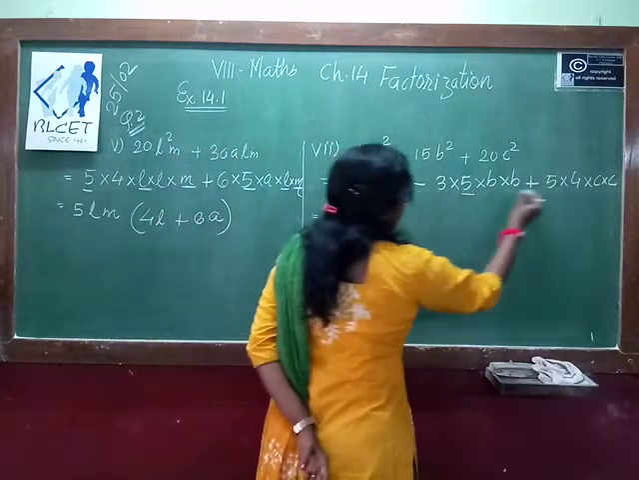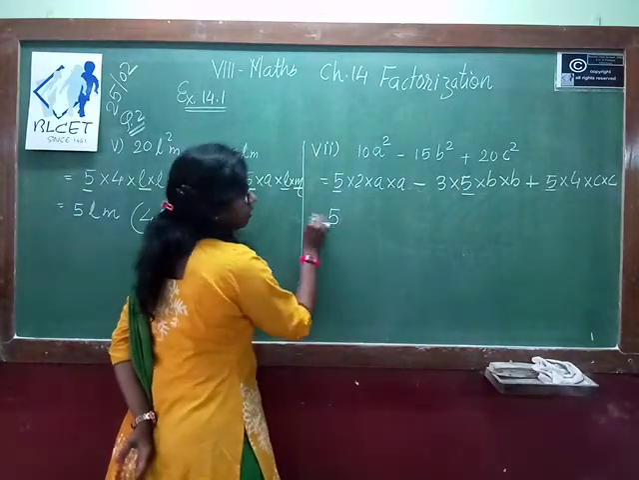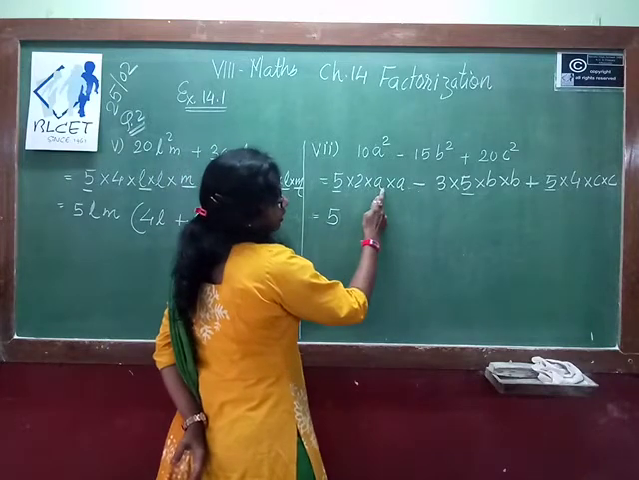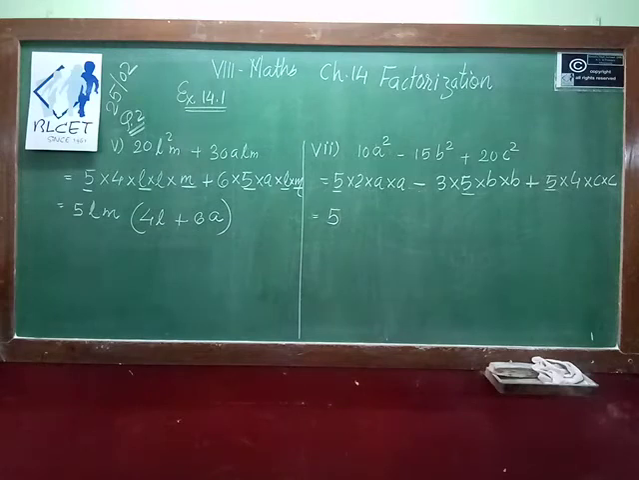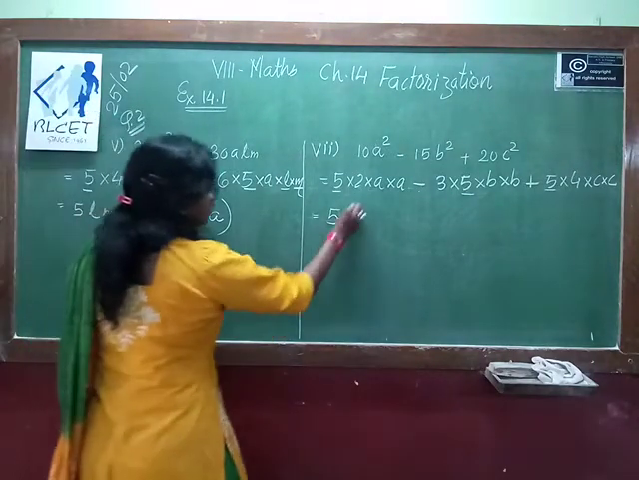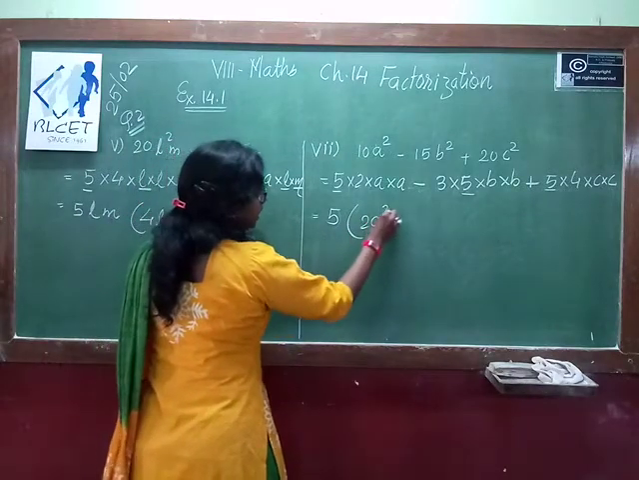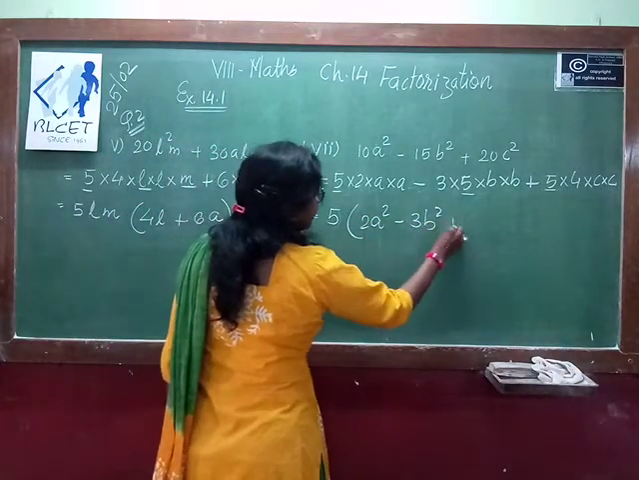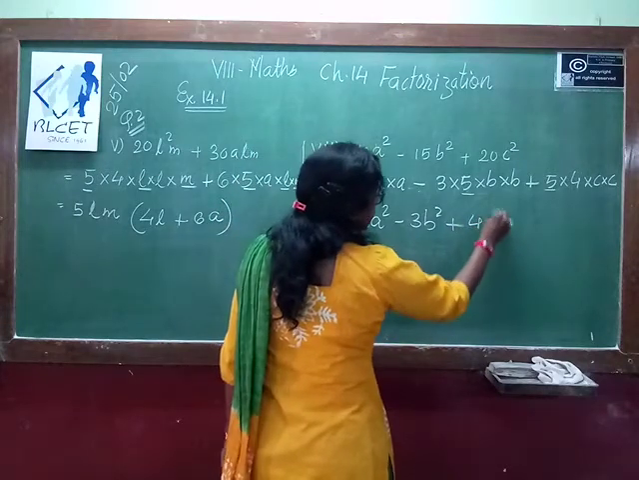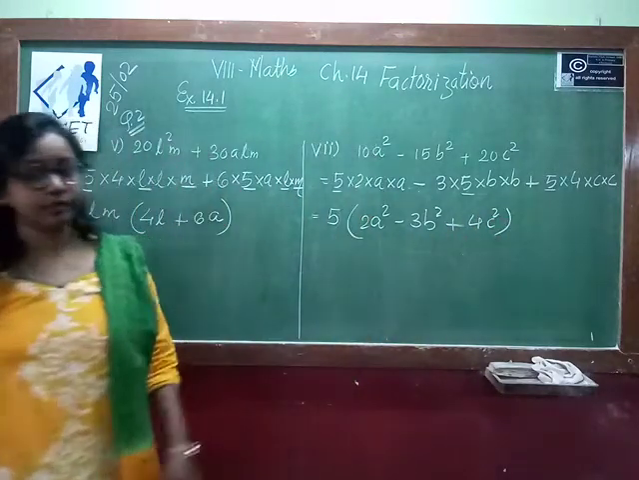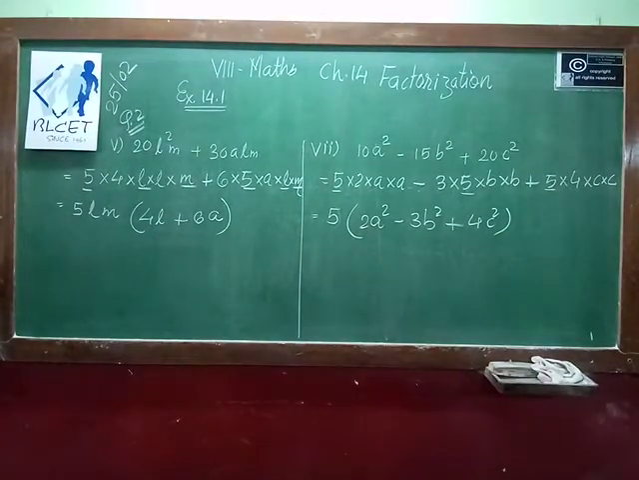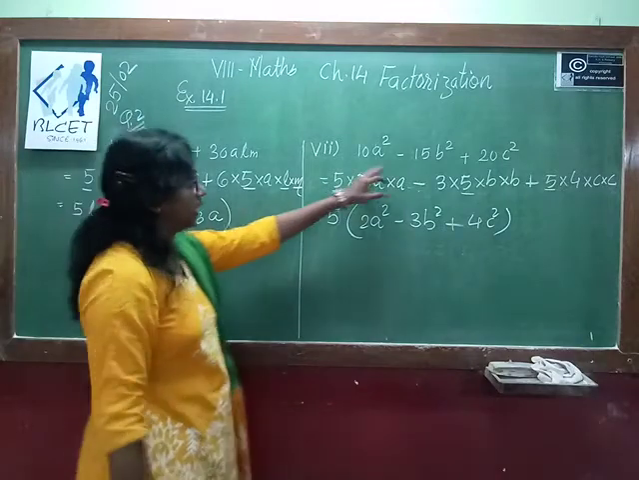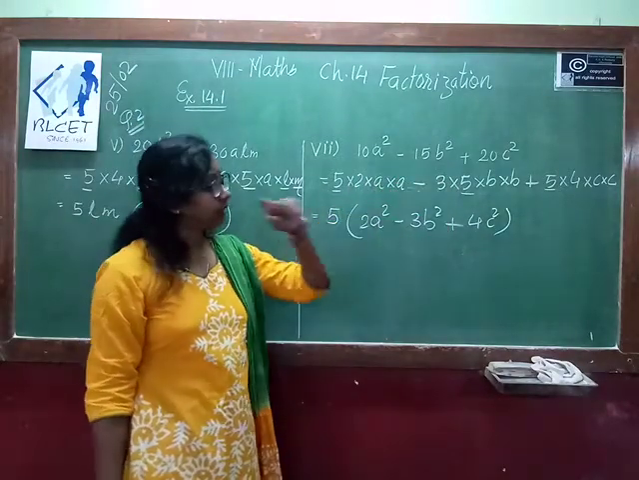5, 5, 5. This is common. Then not a single variable is common now. So what is left? 2a square minus 3b square plus 4c square. So these are the factors of 10a square minus 15b square plus 20c square.